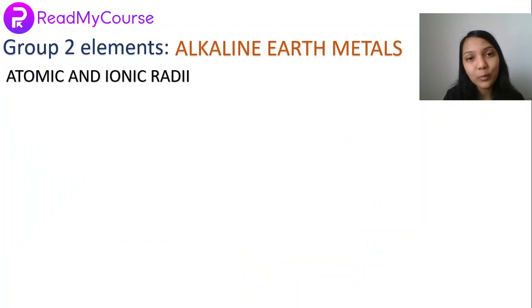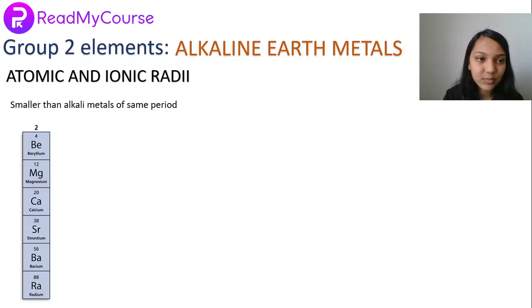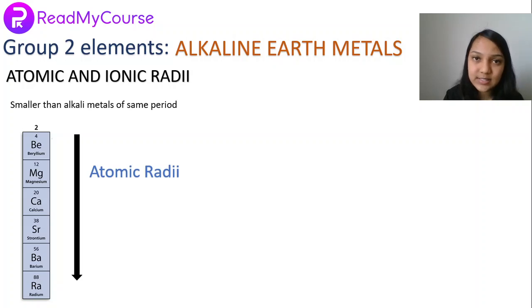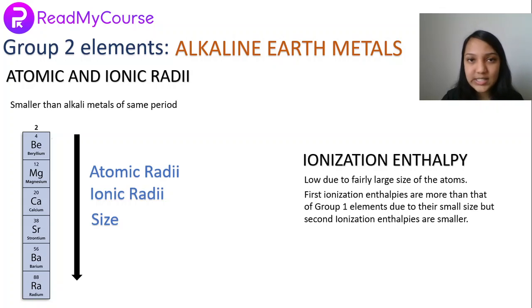Now talking about the atomic and ionic radii, they are smaller than the alkali metals of the same period. We discussed that across the same period, alkali metals have the largest sizes, and these are smaller than alkali metals. As we go down the group, the size increases. The atomic radii increase, and hence the ionic radii also increase. The trends are similar to those of alkali metals.